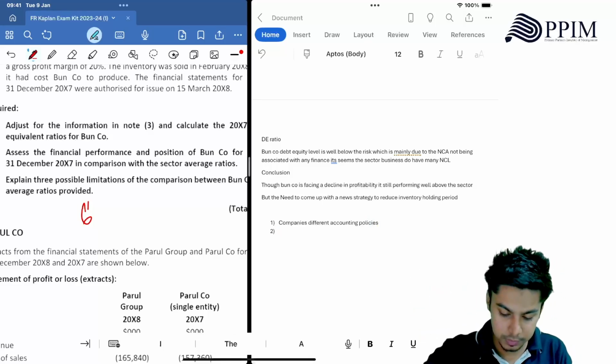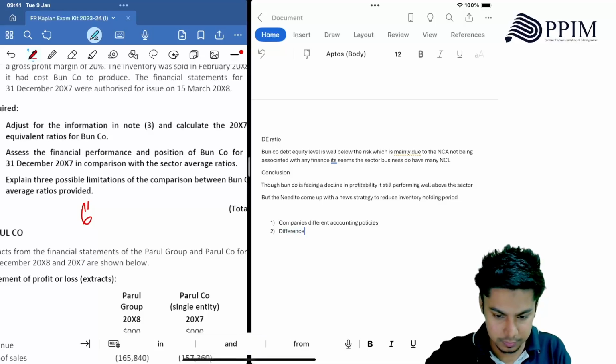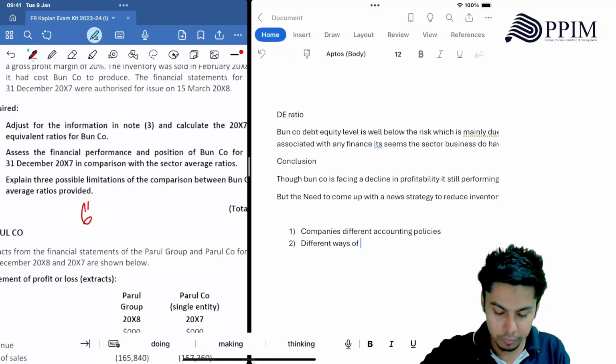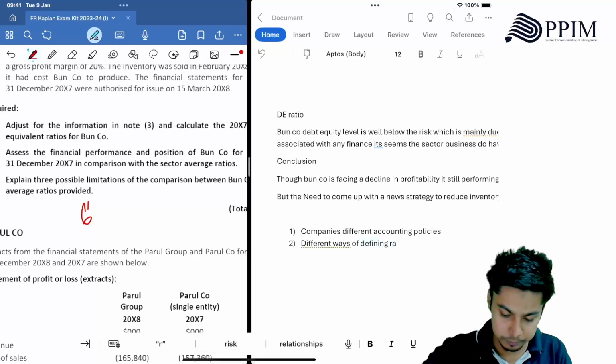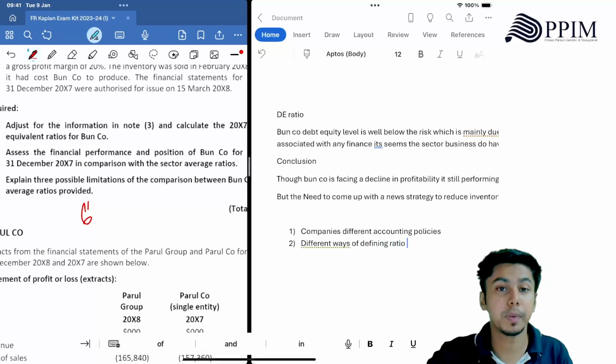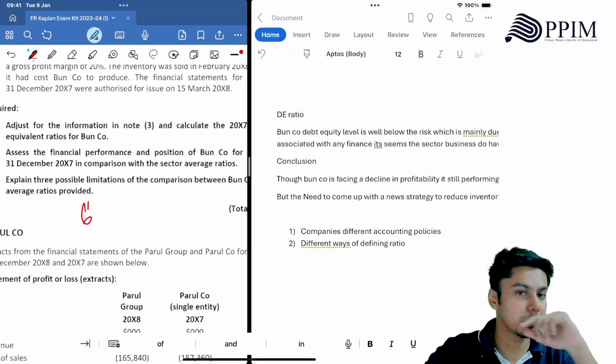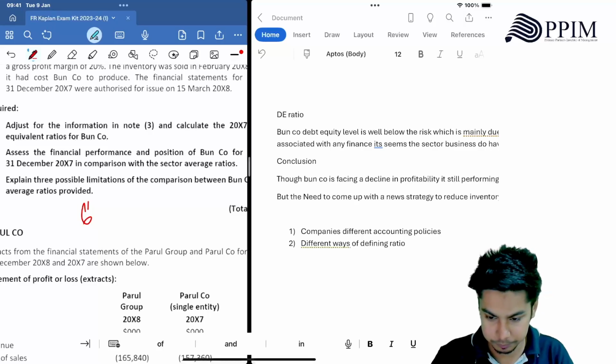Number 2: different ways of defining ratio. So what is the example for that one, guys? I use closing inventory as average inventory. Don't know whether the sector actually calculates average, which is opening plus closing divided by 2.